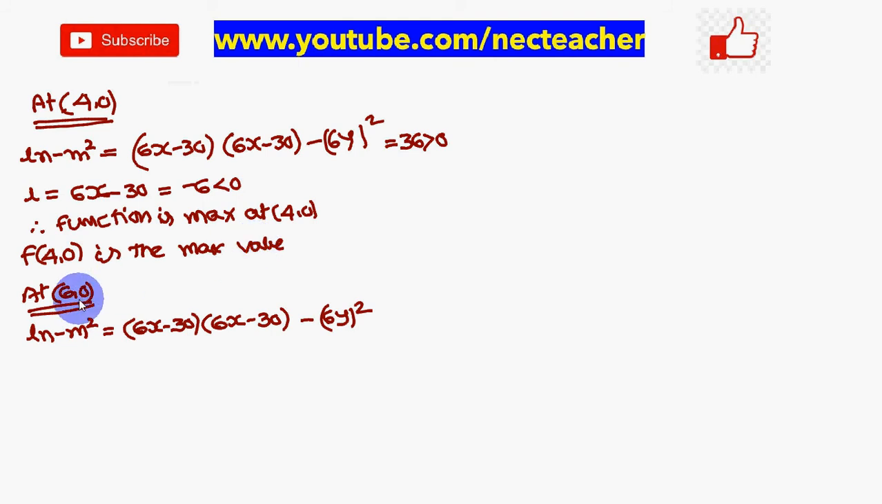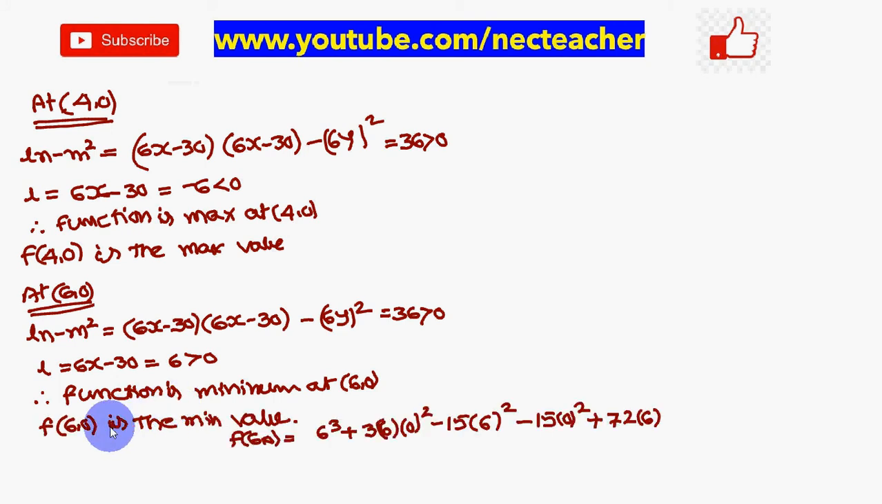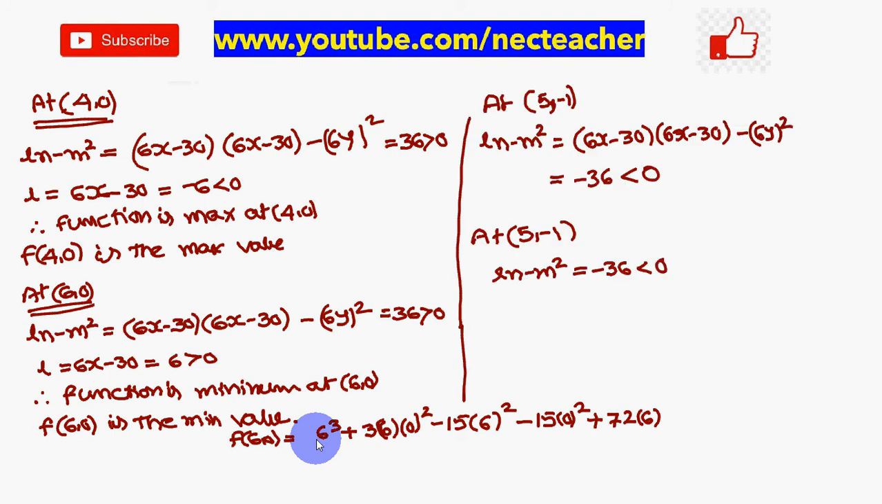Next at 6 comma 0, what is the ln minus m square value you are going to get? 36, which is a positive value. The L value you are going to get is 6, a positive value. Both positive means the function has a minimum at 6 comma 0. So f of 6 comma 0 is the minimum value. Just substitute in the function, in place of x 6, in place of y 0.